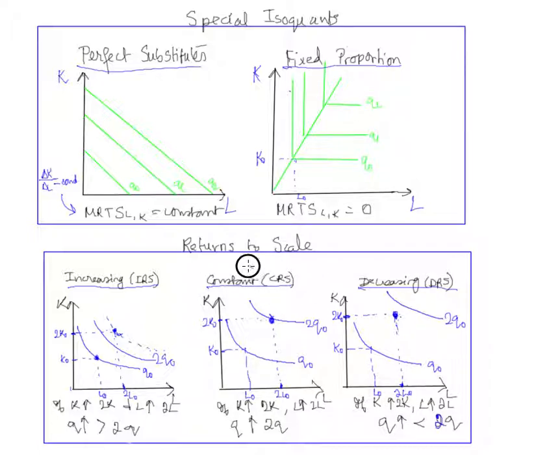And as we will see later on, constant returns to scale is a very widely used production function. It is very easy to work with mathematically, and we will see examples of that later on.